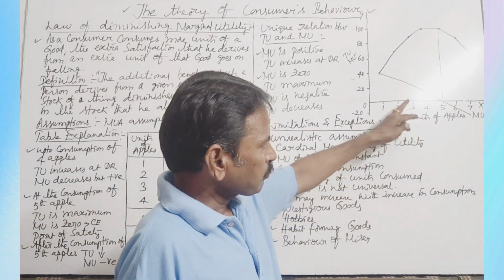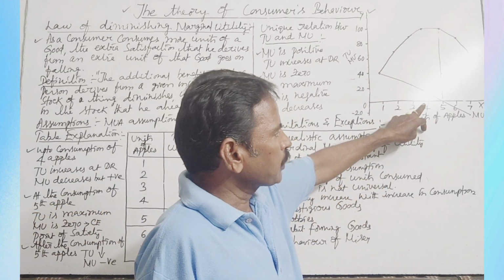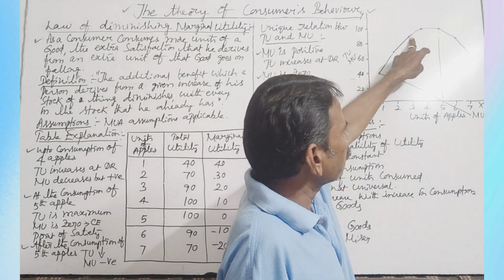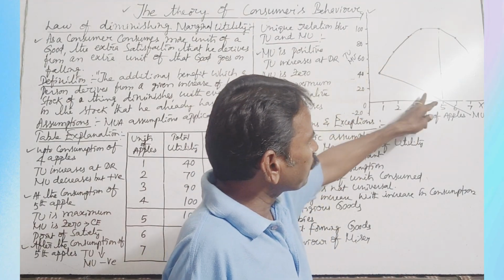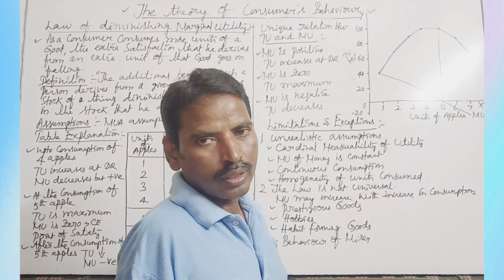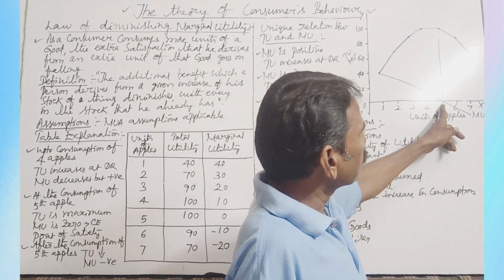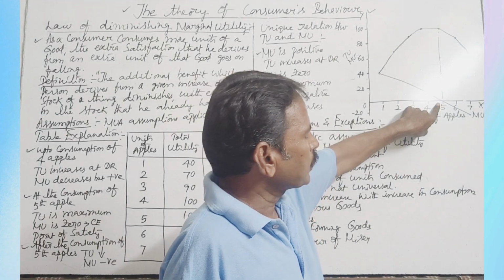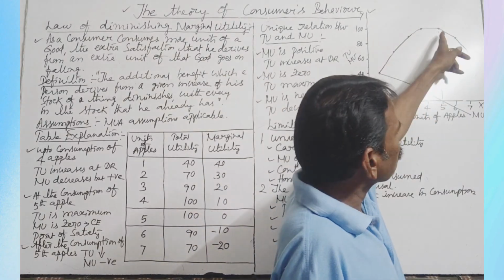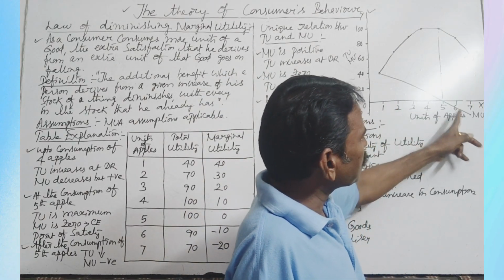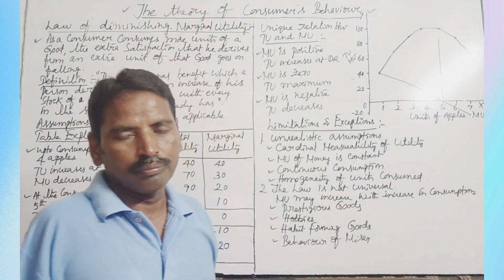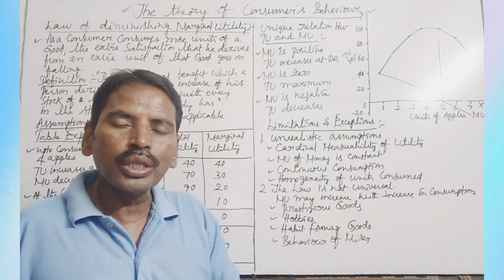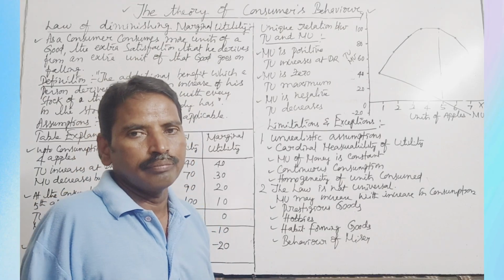First, observe that up to the fourth apple, total utility increases at a diminishing rate, and marginal utility falls but is positive. At the fifth apple, total utility is maximum and marginal utility becomes 0. After the fifth apple, total utility decreases and marginal utility becomes negative. This is the unique relation between total utility and marginal utility.